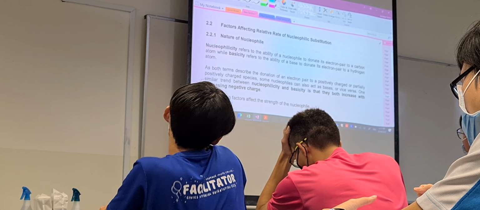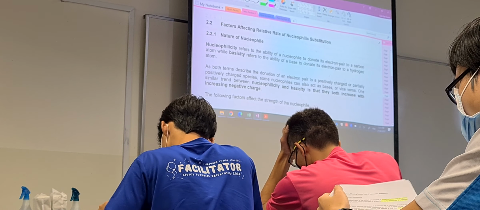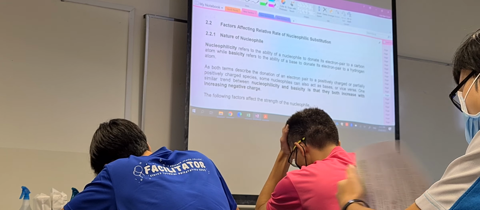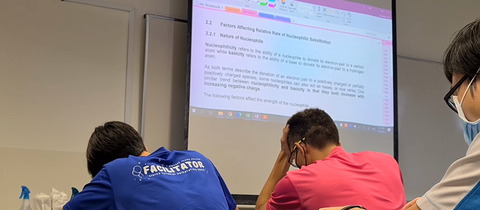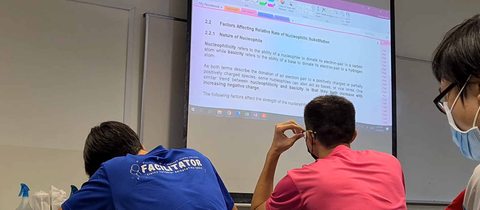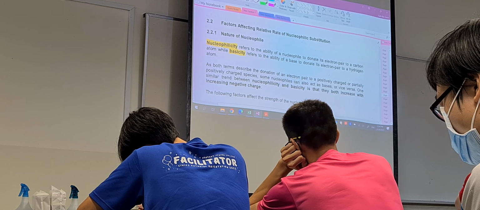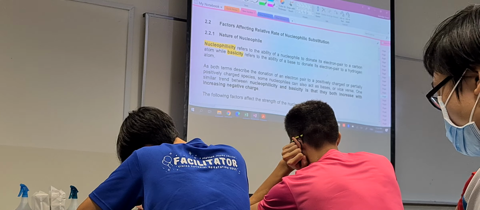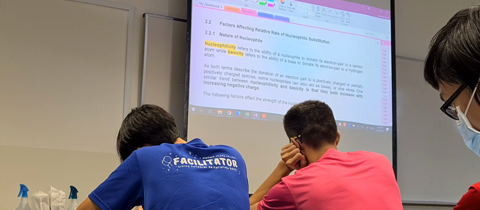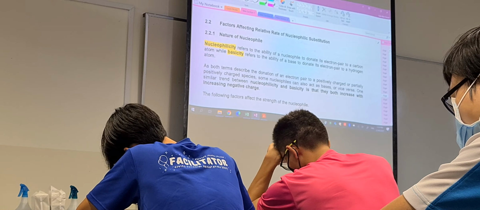Okay, so just to summarize, there are four factors that I need to learn. The first one is the nature of the nucleophile. So nucleophilicity refers to the ability of a nucleophile to donate electron pairs, and basicity refers to the ability of a base to donate electron pairs. Now you notice that this sentence about nucleophilicity and basicity sounds a bit funny. How come we talk about nucleophile and then suddenly the lecturer says bases? Are they related to each other?